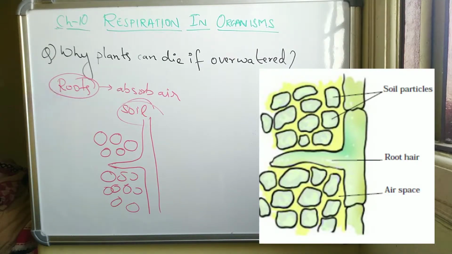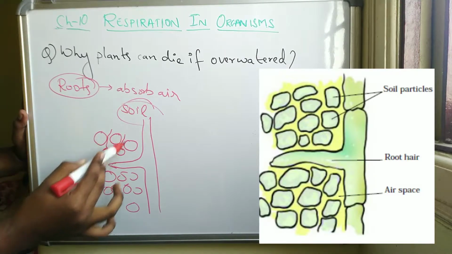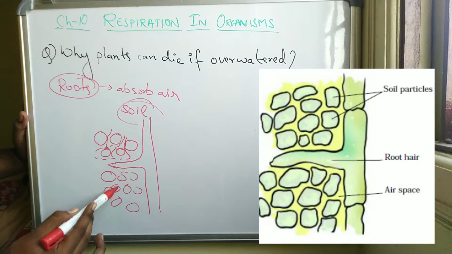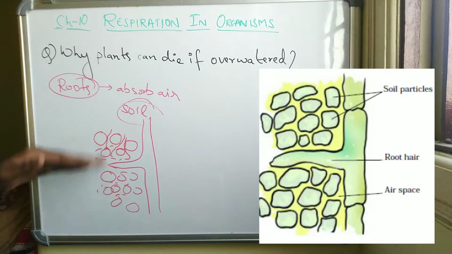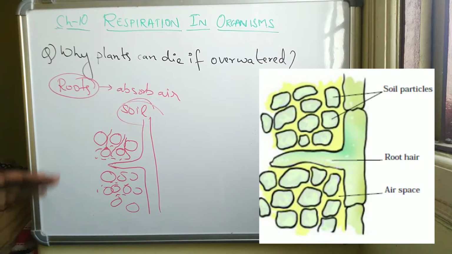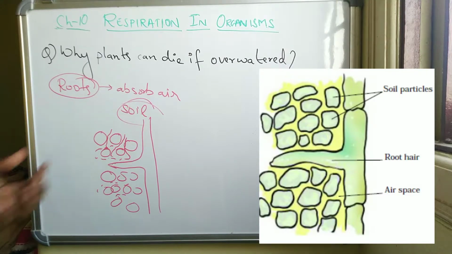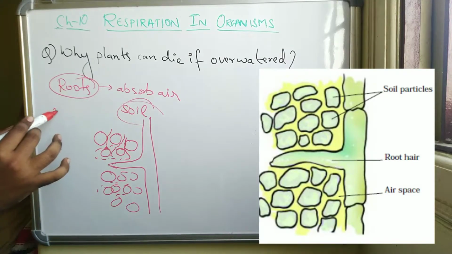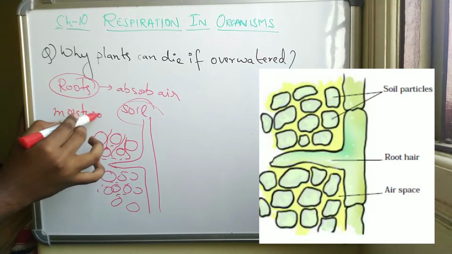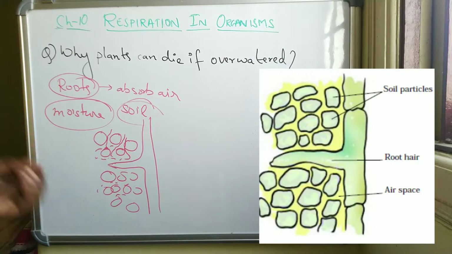Now, one thing is that roots absorb air from the soil. Air is present in the soil between what? These soil particles. You can see over here that spaces are there between the soil particles. From there the roots absorb air. Soil also contains some amount of water, or moisture, or water droplets.